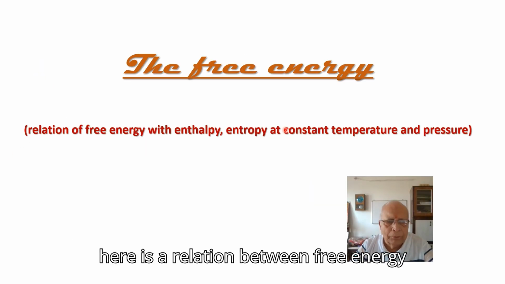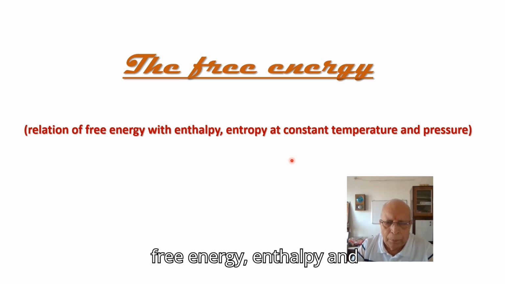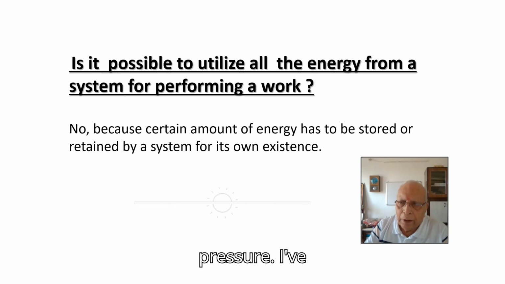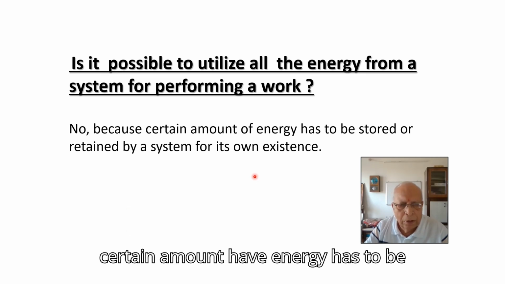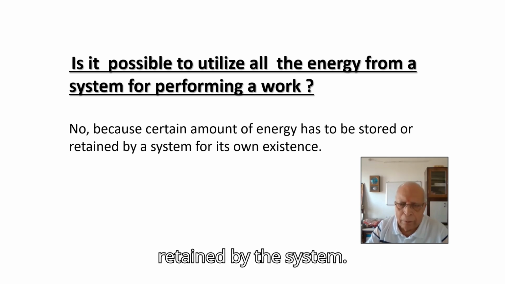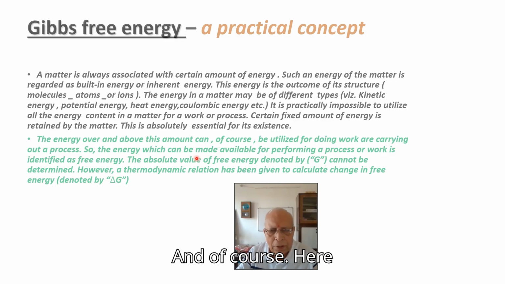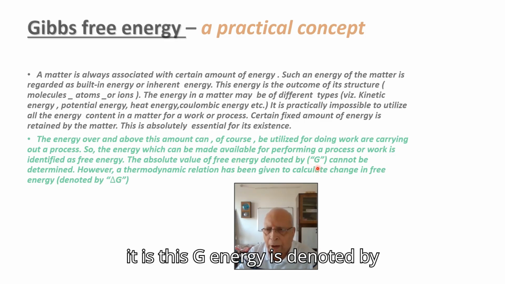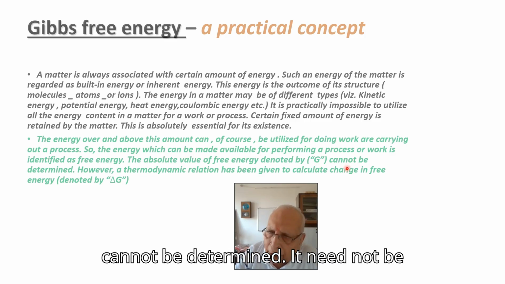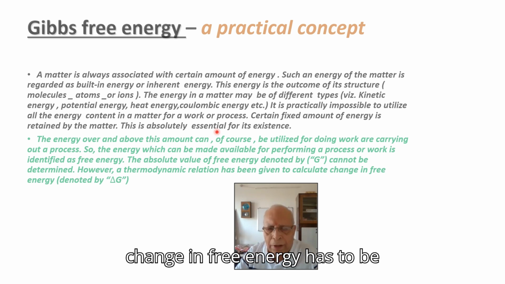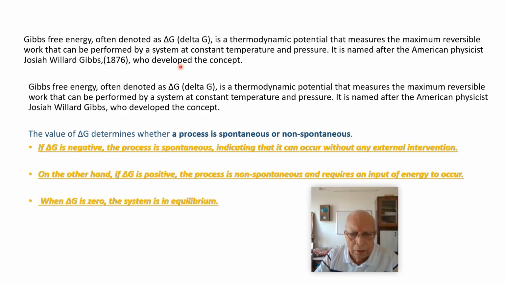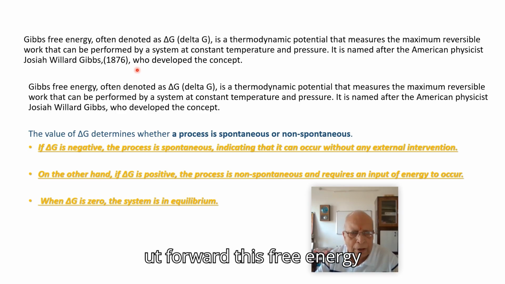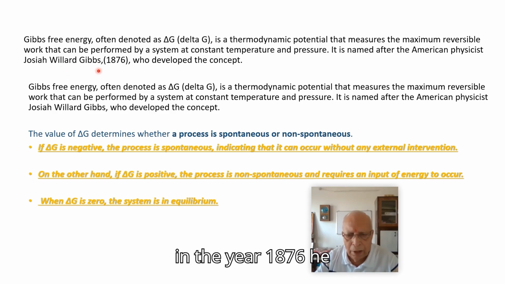So here is the relation between free energy, enthalpy, and entropy at constant temperature and pressure. Here I've already explained that it's not possible to utilize all forms of energy, because a certain amount of energy has to be retained by the system. Free energy is denoted by capital letter G, but the absolute value cannot be determined. It need not be determined. Of course, the change in free energy has to be determined. Then, what is the use of free energy and who put forward this free energy concept? It was Willard Gibbs in the year 1876. He gave us an idea about the free energy.